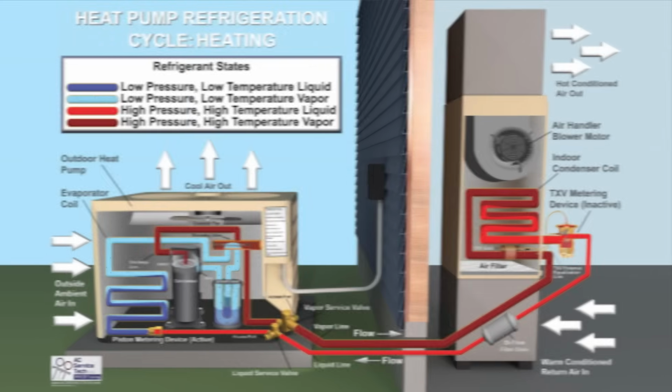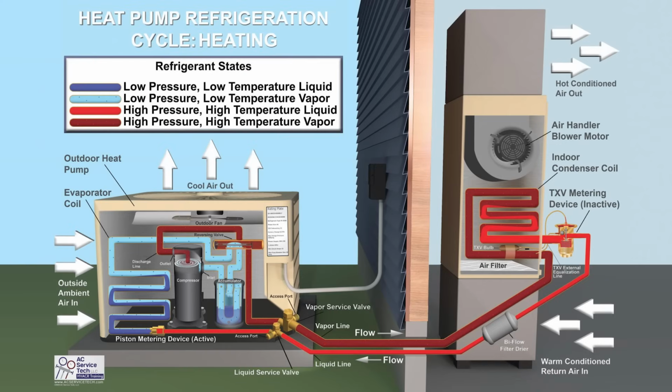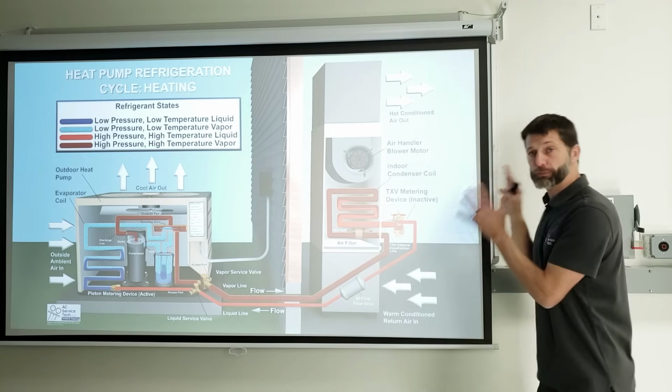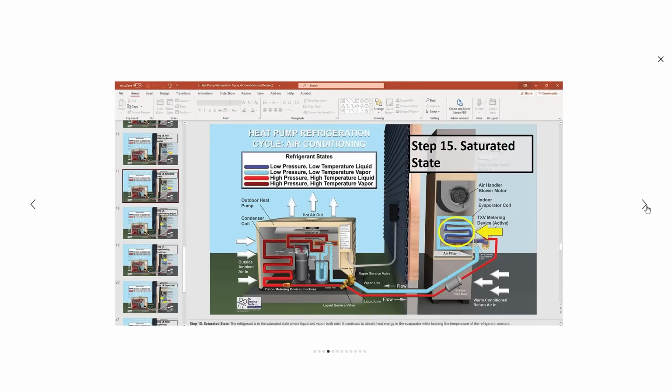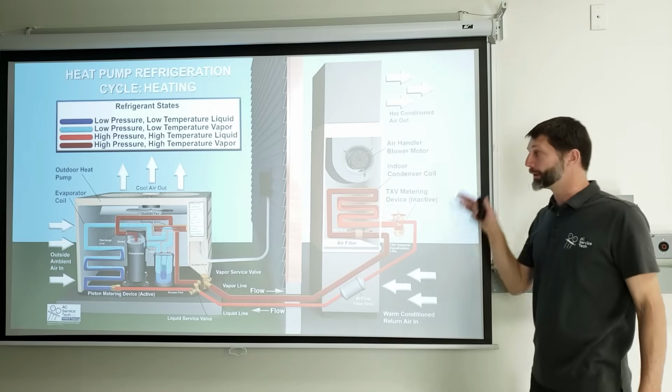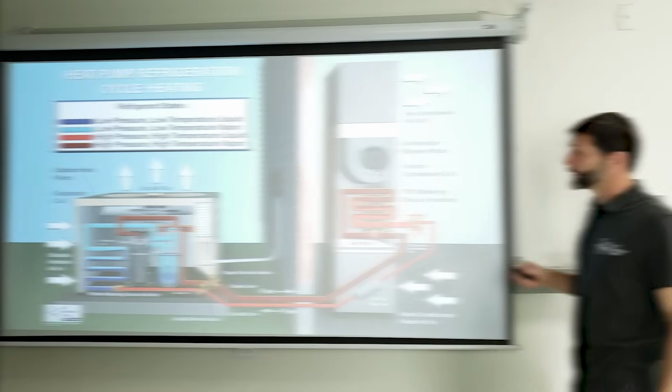And now I want to take you over into heating mode and explain what's happening there. Now we're in heating mode. So this is with the reversing valve pushed the other direction in order for the refrigerant flow to change. If you're looking for these PowerPoints, we do have these available over at acservicetech.com for HVAC teachers. And there's presenter notes in there so you can read right along. But anyway, I'm going to get into this now.